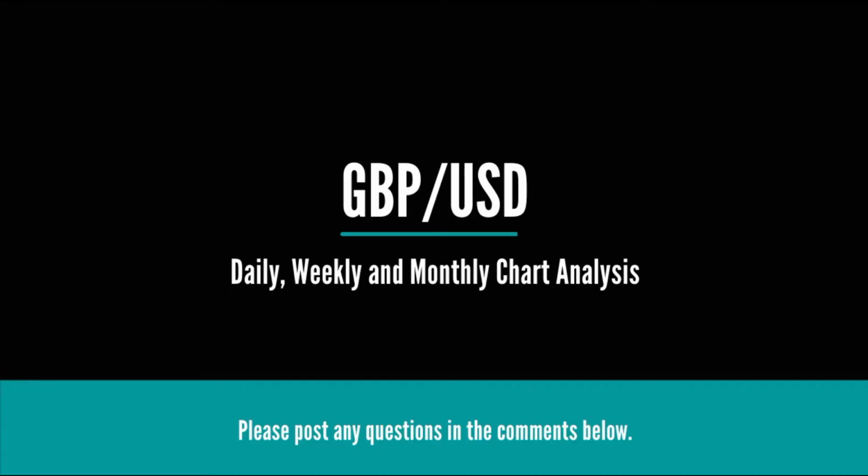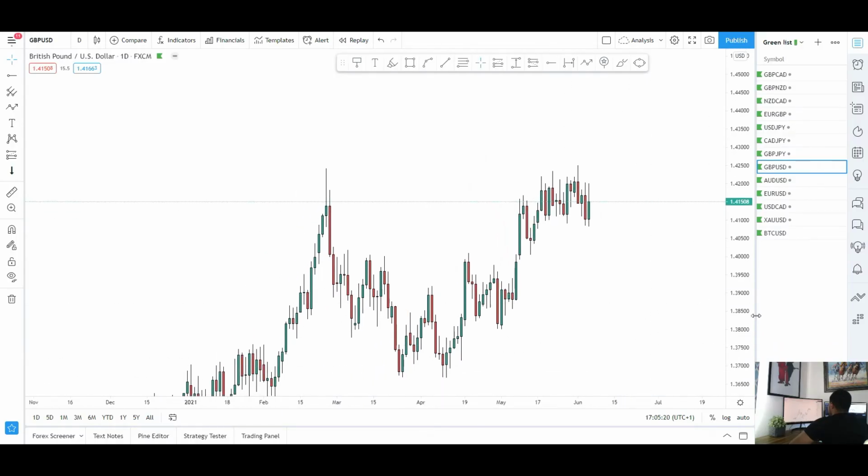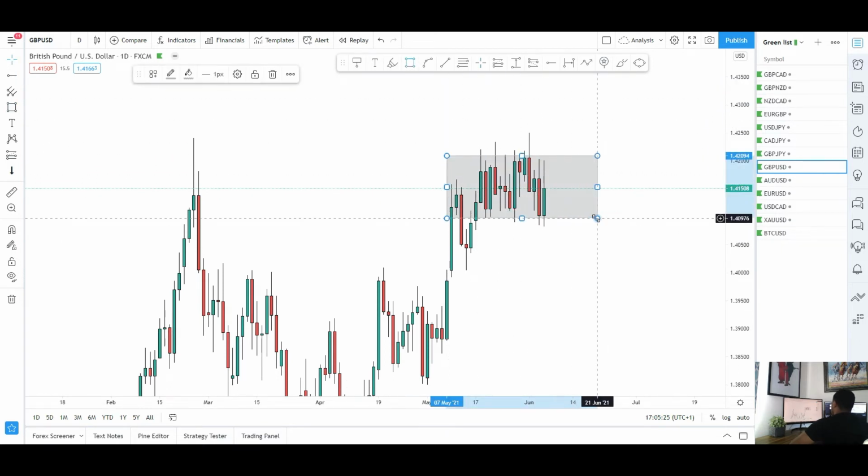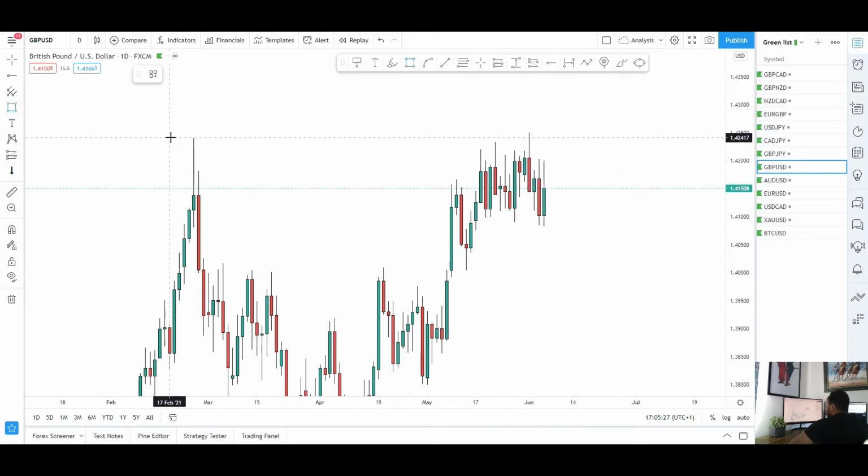Up next is GBP USD. Okay, so for GBP USD, not too much has happened this week. As you can see, again, price is practically just moving sideways, nothing much really going on there.